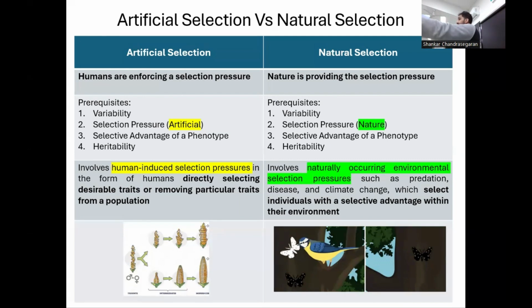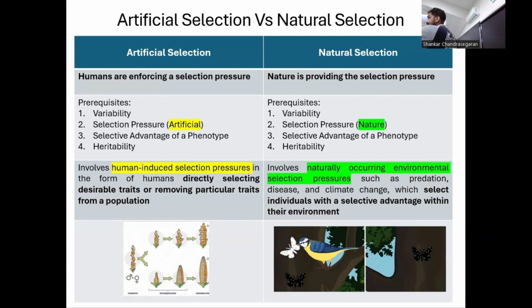The second thing is the selection pressure, and as we discussed, it's artificial for artificial selection. And then the third is the selective advantage of the phenotype. Since we are artificially providing a selection pressure, they are going to get a selective advantage. Whichever organism has that specific trait we are selecting for will have a selective advantage. And then it also matters whether that selectively advantaged phenotype can be heritable to the next generation.